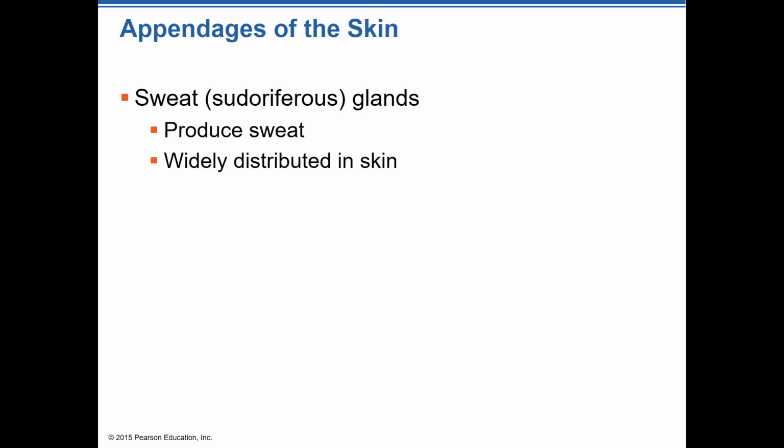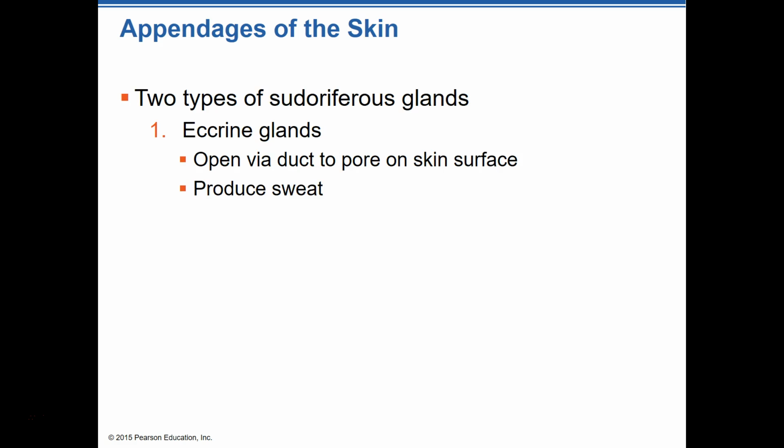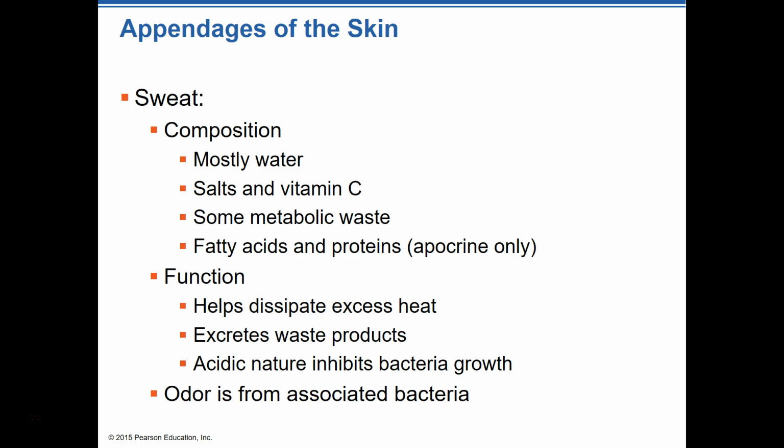And of course, then we've got sweat glands, or sudoriferous glands, that produce sweat, and they're widely distributed in the skin. There's two types of those sudoriferous glands. There's eccrine glands, which open via ducts and pores of the skin, and they produce sweat. The composition of that sweat is mostly water. There's some salts and vitamin C. There's some metabolic wastes, and maybe even some fatty acids and proteins if it's an apocrine gland.